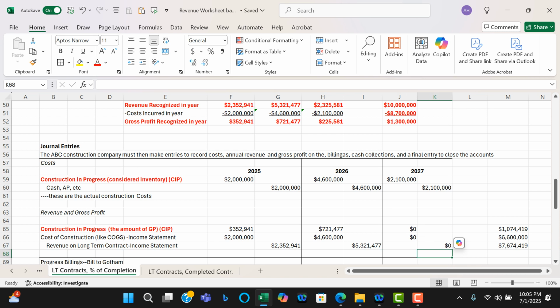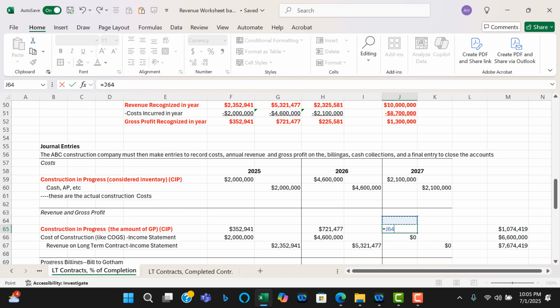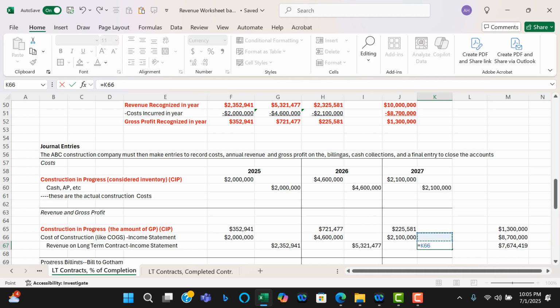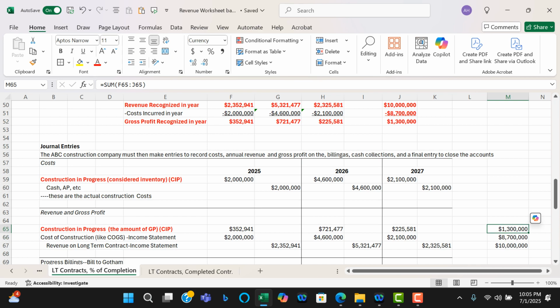Okay. Now we come over here and we come to the last year. The gross profit for the last year is 225,581, which is right here. Then the costs incurred during the year were 2,100,000, and then we get to the revenue that we recognize at the end, which is 2,325,000. And notice what we've got here. As we progress through the job, we will accumulate total revenue of 10 million less the 8,700,000. So we end up with a gross profit that's sitting in the construction in progress account of 1,300,000.